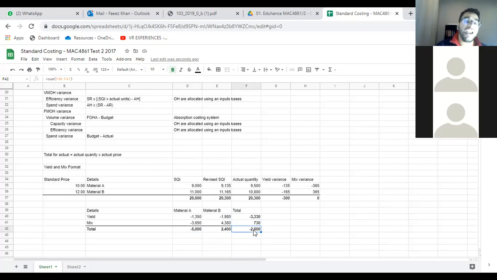But remember, when can you do a mix and a yield? If there's more than one material, more than one labor, and they are interchangeable. If they are not interchangeable, then you can't have a mix and a yield. And obviously, if there's not more than one material or more than one labor, then you can't have a mix and a yield.